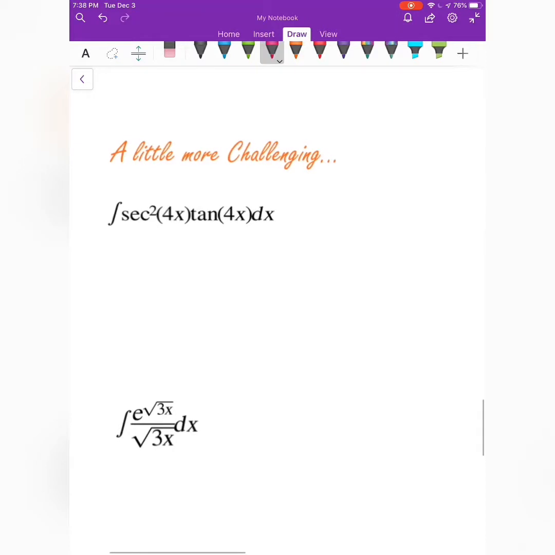So, tangent of 4x. The reason why I like this, because I know that its derivative is secant squared, that's the derivative of the outside, leave the inside, times the derivative of the inside. Right? Because this is a chain rule by itself. So, derivative of tan is secant squared, leave the inside 4x, times the derivative of the inside 4. Now, we have a secant squared of 4x dx.